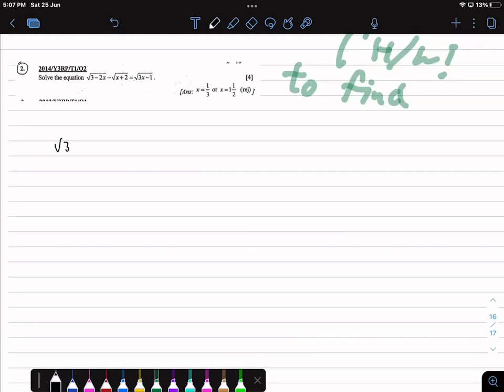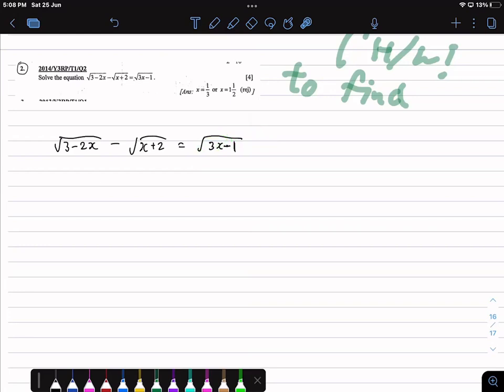Let's copy down the equation first. Square root of 3 minus 2x, minus square root of x plus 2, equals square root of 3x minus 1. How? What do you need to do? What's the opposite of square root? Square. And why do I want to deal with the square? Because I see my x is trapped underneath the square root. To rescue my x from the clutches of the square root, I need to take a square so that I can slay the demon, or something. Get rid of the square root. Okay? So that's why you want to square.